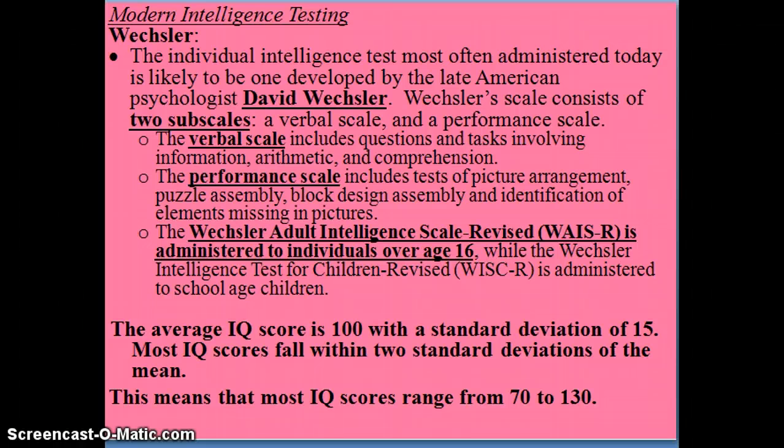And those tests are normed, so the average is 100, and most people will fall within 2 standard deviations of the average. That means that most IQ scores range from 70 to 130, meaning that below 70 would be considered mentally retarded, and above 130 would be considered genius level, or at least at that period of time.